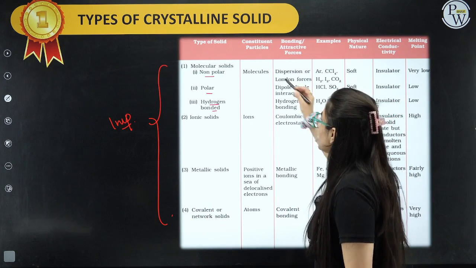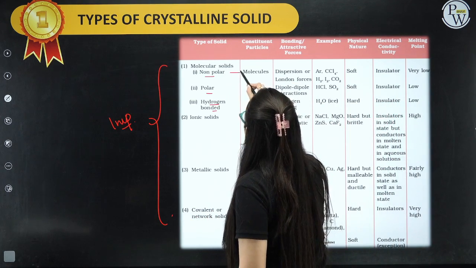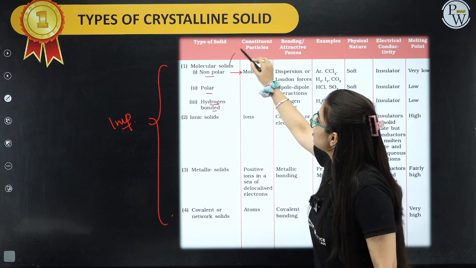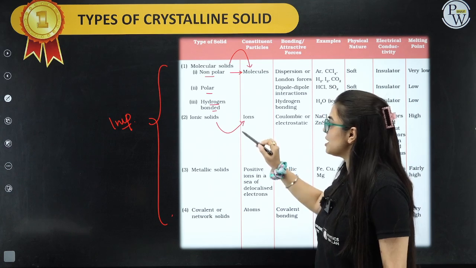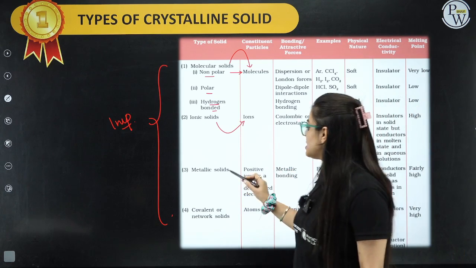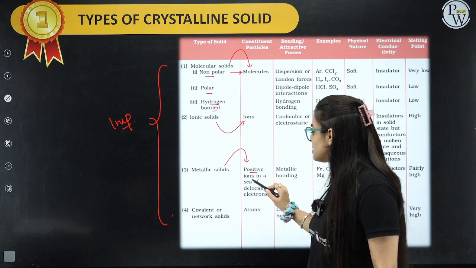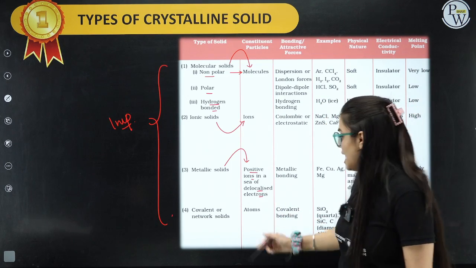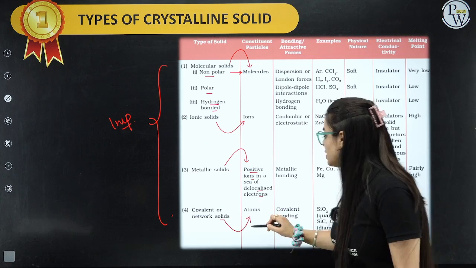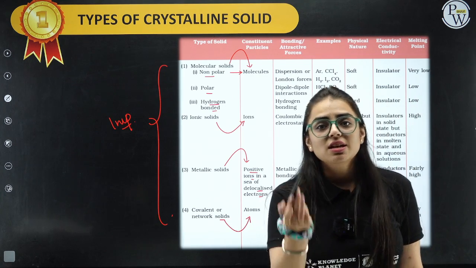Now, talking about non-polar, in non-polar the constituent particles are molecules. Do remember, in molecular solid, the constituent particles are molecules. In ionic solid, the particles showing bonding will be ions. In metallic solids, it is going to be positive ions, that is kernels, with delocalized electrons, that is free electrons. And at last, we have covalent or network solids. Over here, the bonding is seen in atoms.